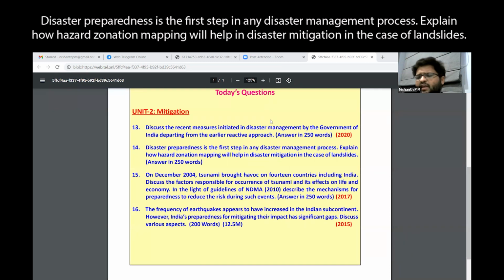And then, in the landslides also, you can further bring in the PMRR approach and the Sendai framework. All this can be incorporated, and then the landslides can be concluded. Okay, so that is about the 14th question.